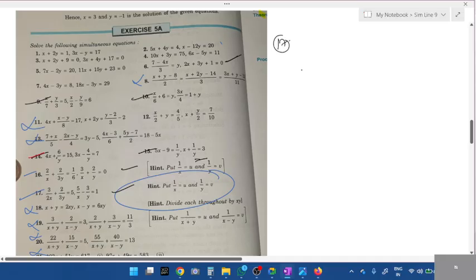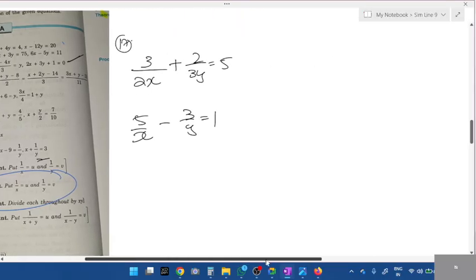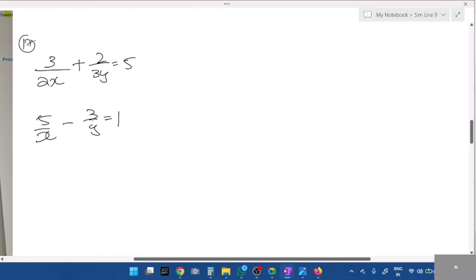17th one, elimination method. Where are the variables in the 17th question? All of you will respond. Numerator or denominator? Where are the variables? Denominator. Both are in the denominator. So we can't do it directly, students. You can't use any of the methods. The only option is to take 1 by x separately. Look, in this question, write 3 by 2 into 1 by x plus 2 by 3 into 1 by y.